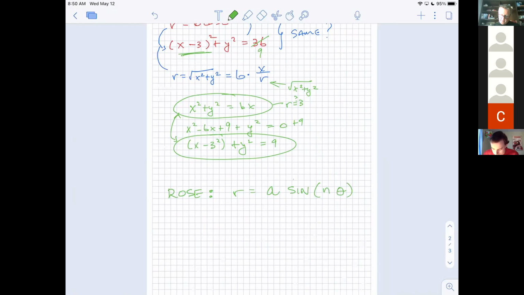And this could be a cosine as well. So that was the thing that had flowers and petals on it a minute ago. When n was 3, we had 3 petals. When n was 6, we had double that, 12 petals.